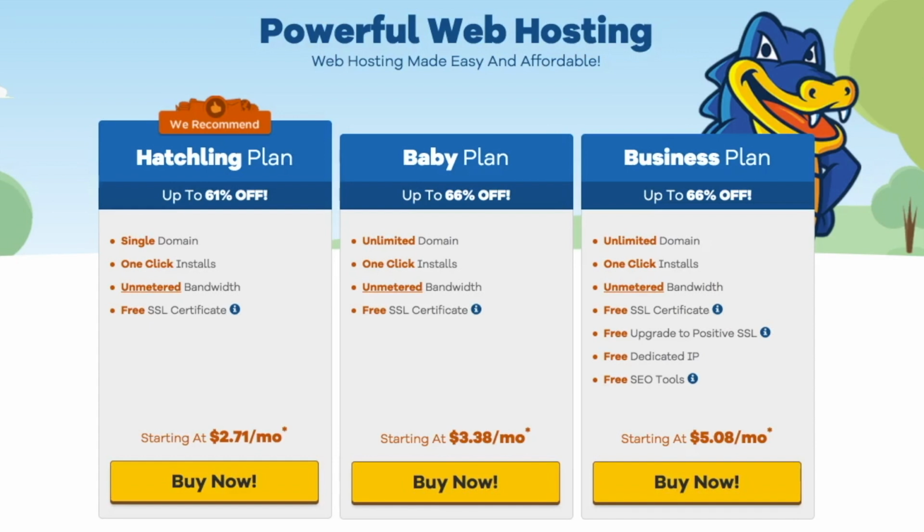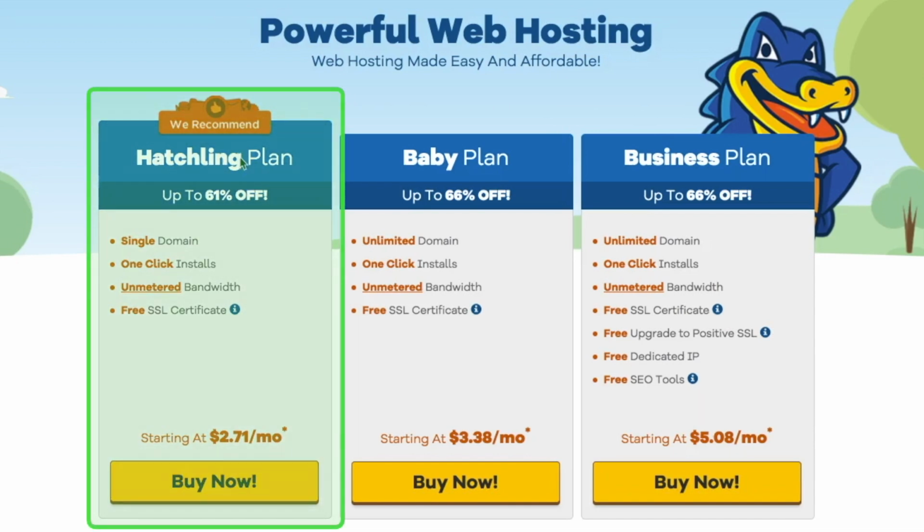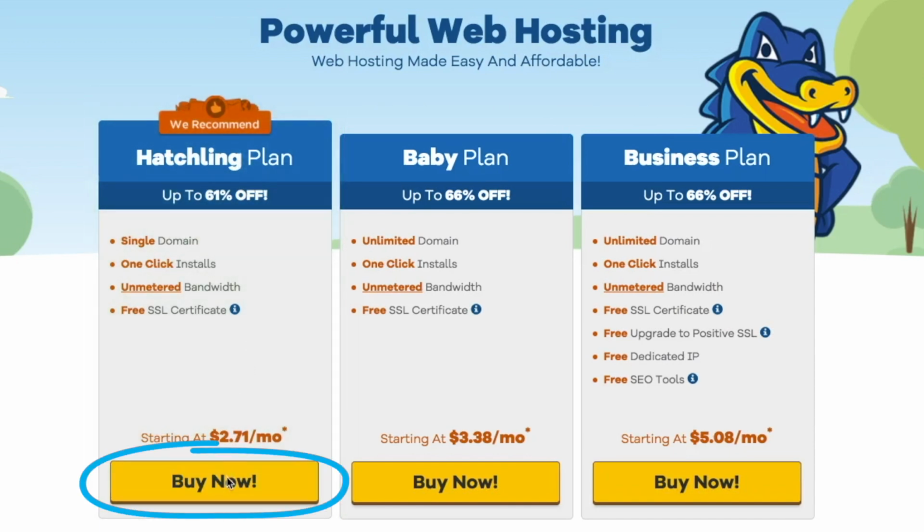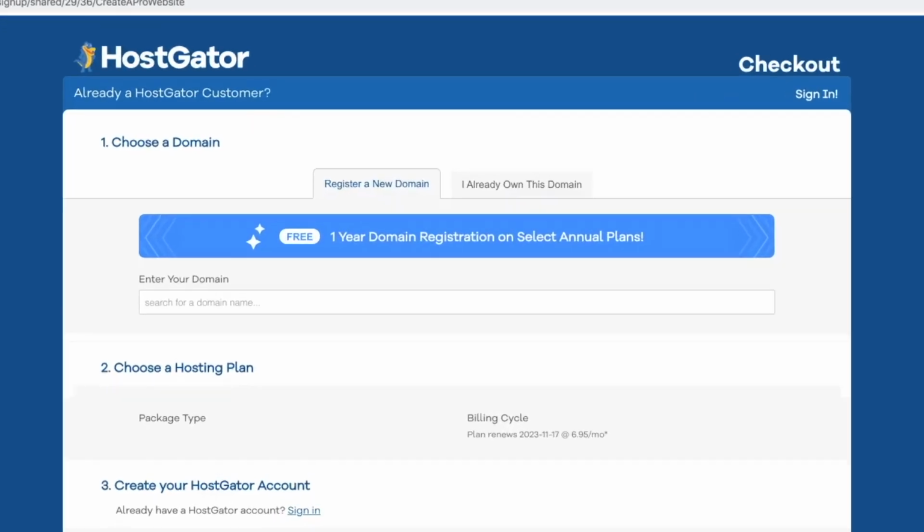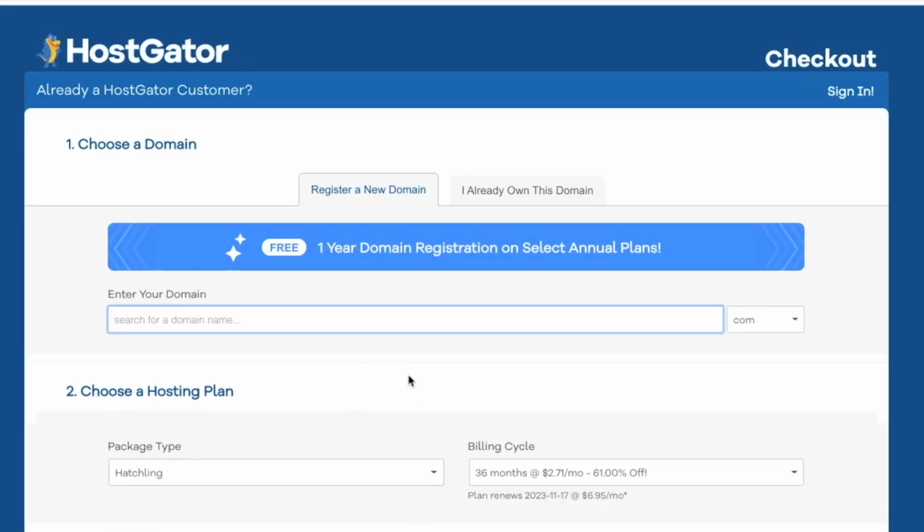So for now, let's start with the cheapest plan, which is the Hatchling plan. I'm going to go ahead and click on Buy Now. And here's where you can register your very own custom domain name. This is where you're going to want to search to see if it's available.